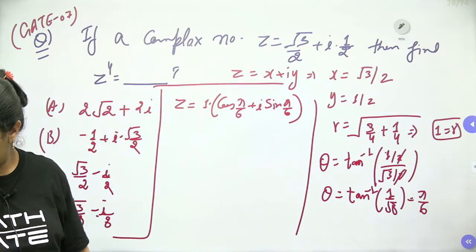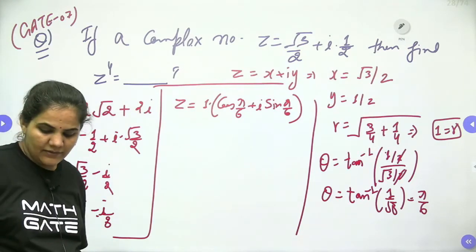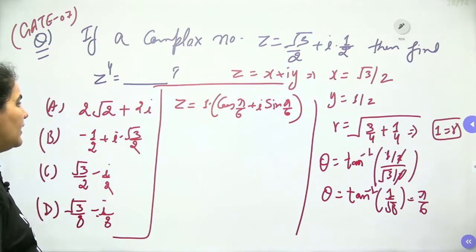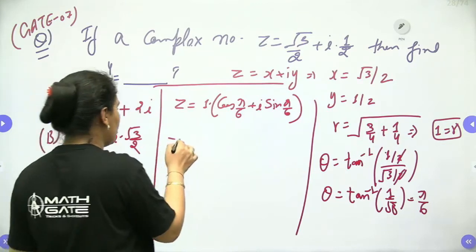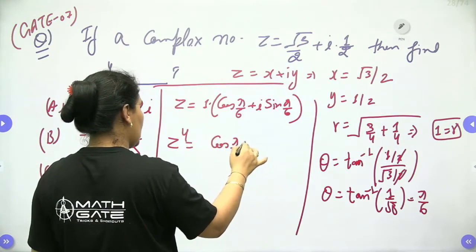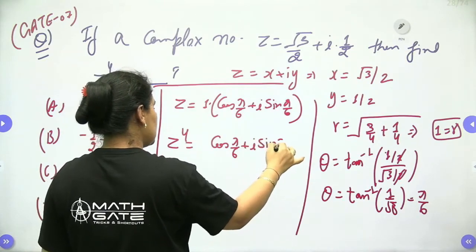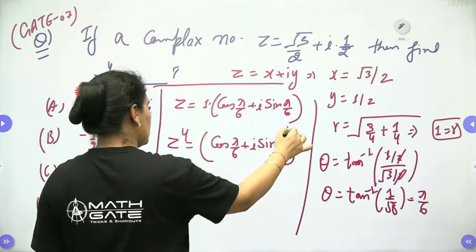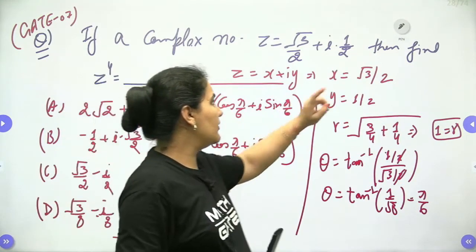So when we approach this one, what we have to find out? We have to find out the value of z to the power 4. So let's approach z to the power 4. You can say cos pi by 6 plus iota sine pi by 6 to the power 4, which you have to find out with the help of de Moivre's theorem.